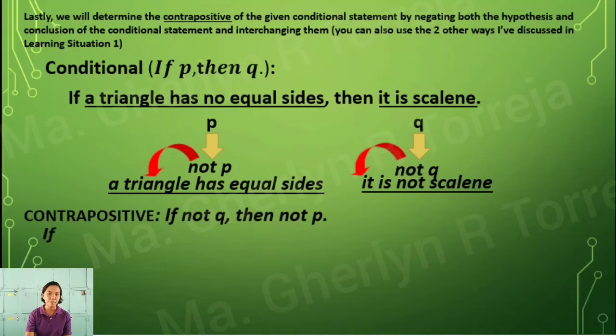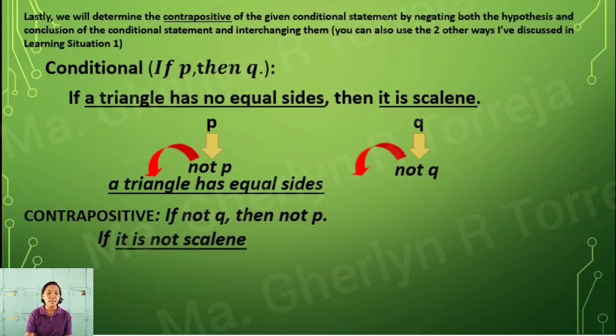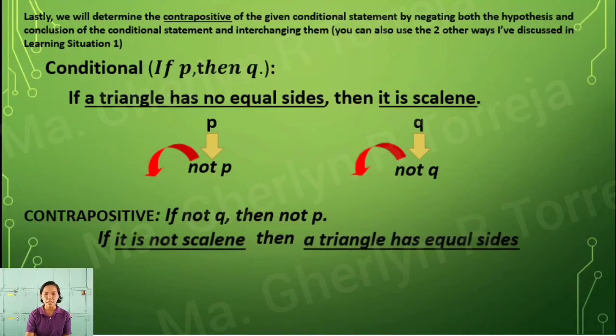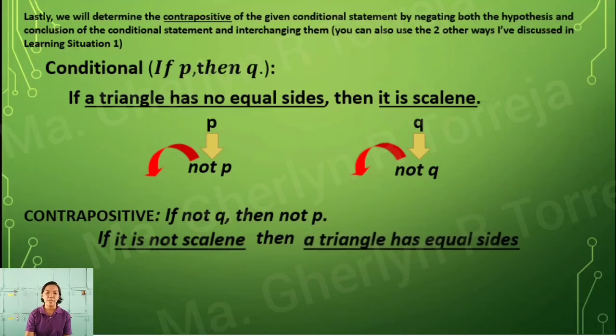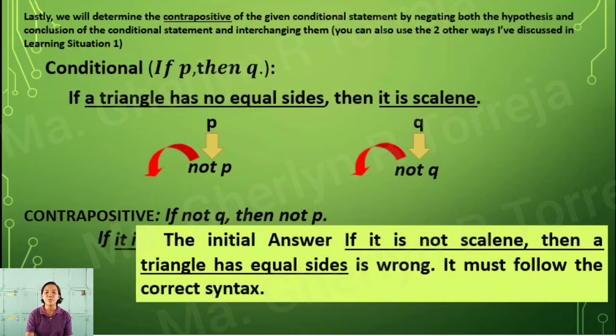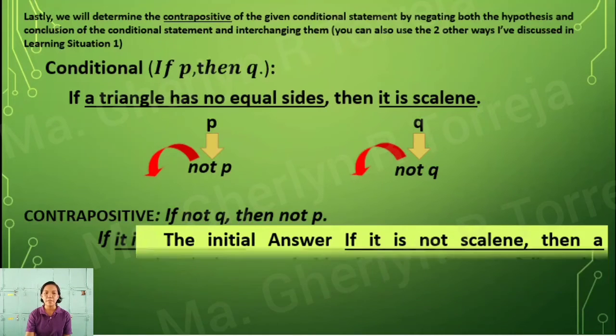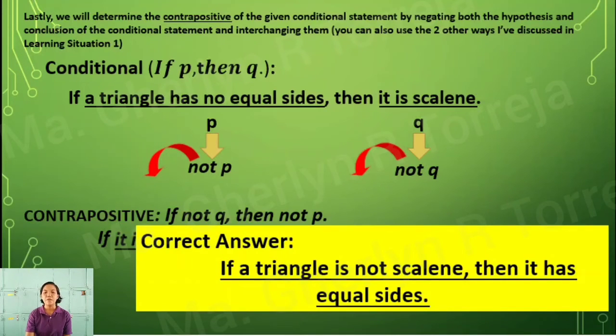So, let's write. If, unahin natin idugtong yung not Q. So, it is not scalene. Then, our not P, a triangle has equal sides. Do we have our correct syntax in that sentence or statement? No. So, our answer, if it is not scalene, then a triangle has equal sides is wrong. Because it must follow the correct syntax. So, ano ba dapat? Our correct answer is, if a triangle is not scalene, then it has equal sides. Very good.